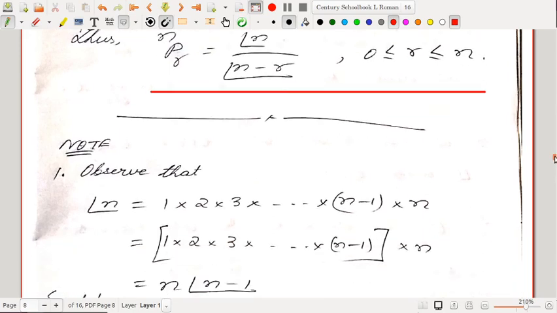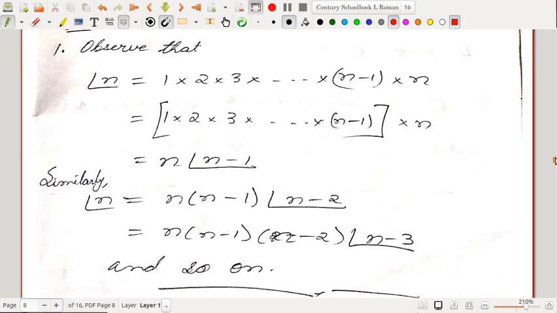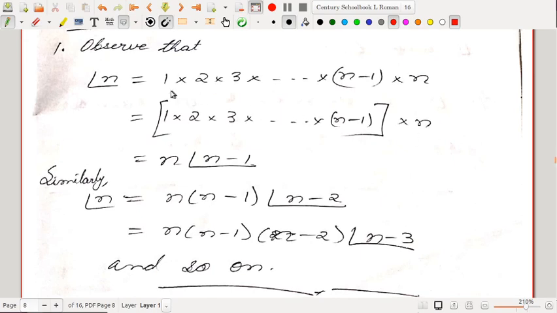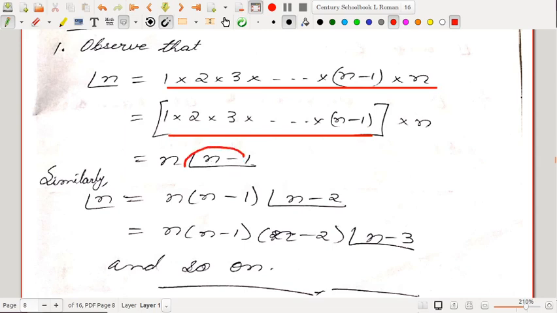Right. So some observations that you can make: factorial n is 1 into 2 into up to n, and if we put the first n minus 1 terms together, then this can be written as n into factorial n minus 1. Similarly, I can take n minus 1 outside, so I'll get factorial n as n into n minus 1 into factorial n minus 2. I can also take n minus 2 outside, so I'll be left with factorial n minus 3 inside.